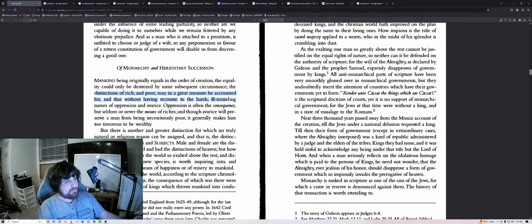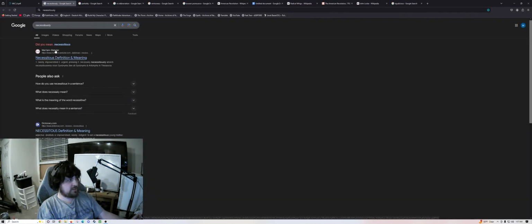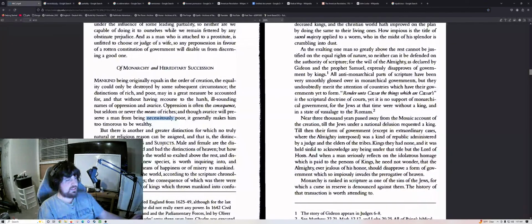And although avarice will preserve a man from being necessitously poor, it generally makes him too timorous to be wealthy. The later I get, the worse I am at pronouncing. All right, so again, he's going back to the state of nature thing.